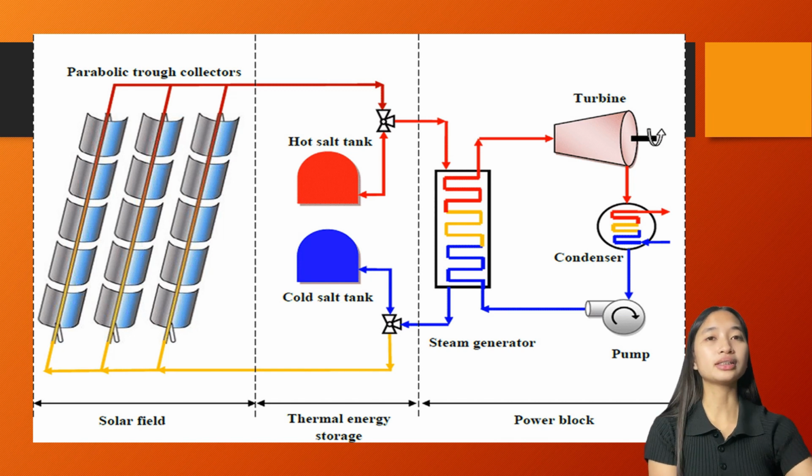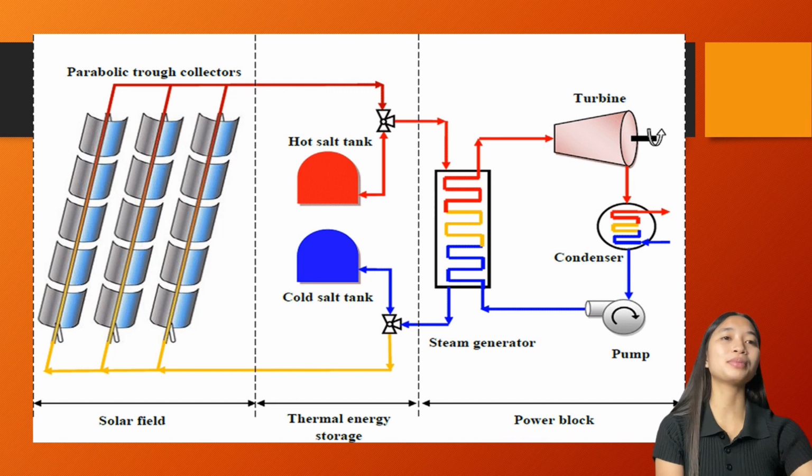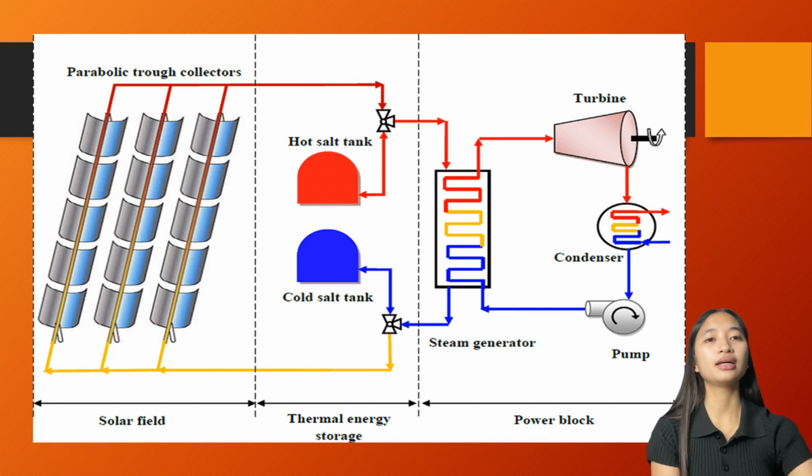But the question is, why use HTF instead of the direct system in which water is instantly turned into steam by the heat reflected by mirrors in solar thermal system or CSP? Because ang mga working fluids na ito ay may mataas na heat capacity. Maaari nito mapanatili ang mataas na antas sa init in a long period of time.